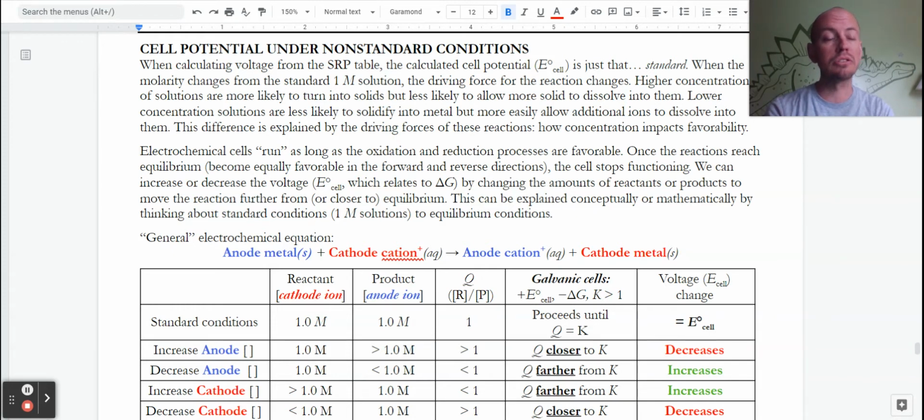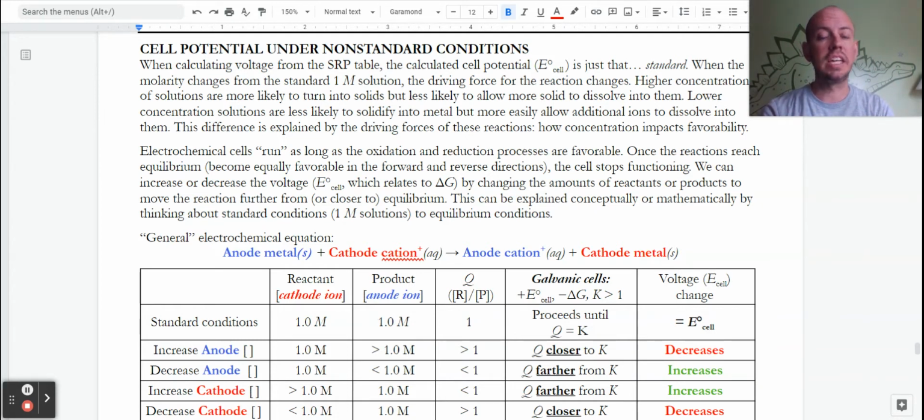If it's 1 molar solutions all across the board, then we would know our cell potential just from our standard reduction potentials. Our molarities of both ions would be 1 molar. Q, remember, is the K expression not at equilibrium. So that would be 1/1. The metals are not going to be involved in it. So it's just 1 molar over 1 molar.